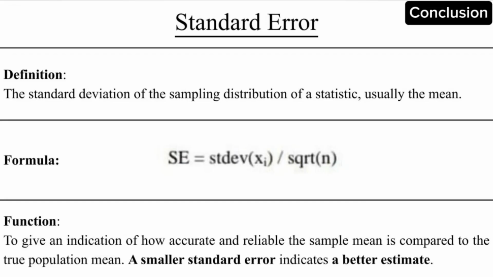First, we have standard error. It is the standard deviation of the sampling distribution of a statistic, usually the mean. There is a formula, and the function is to give an indication of how accurate and reliable the sample mean is compared to the true population mean. A smaller standard error indicates a better estimate.